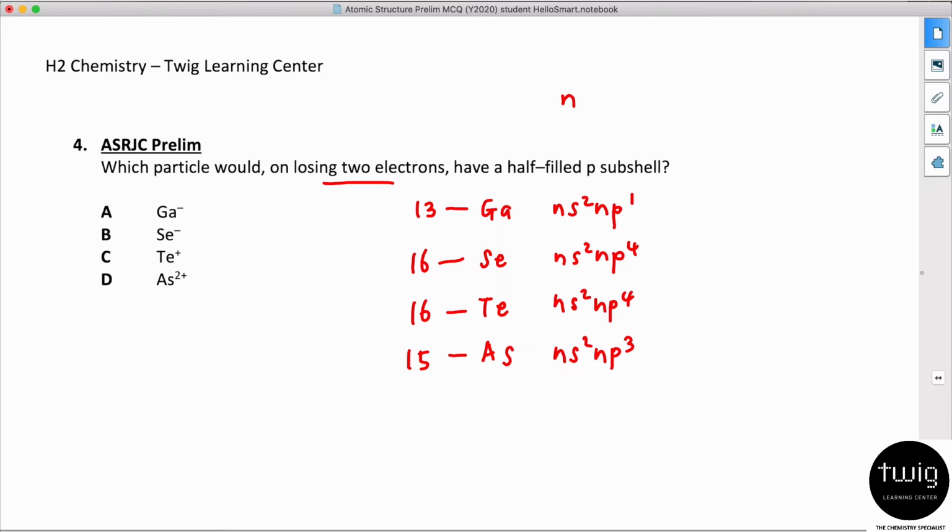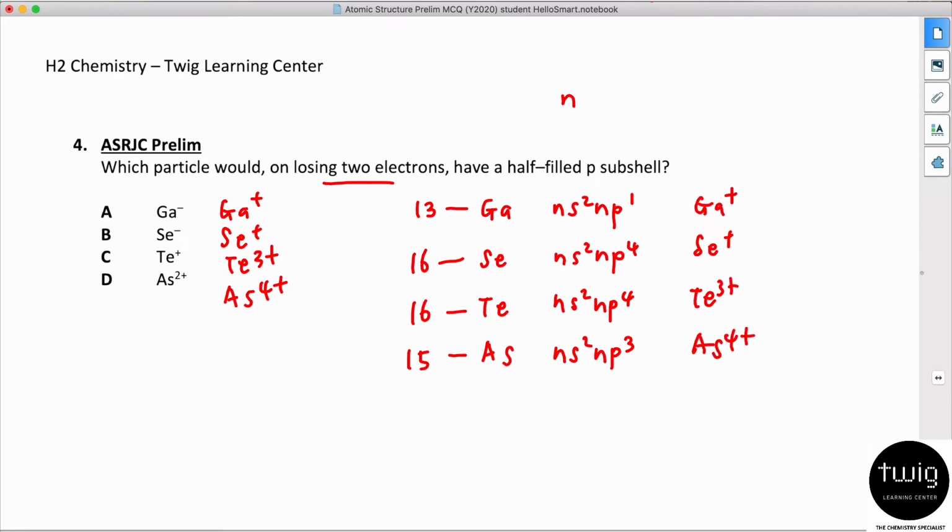So on losing 2 electrons, it becomes more positively charged. So in fact, after losing 2 electrons, this one becomes Ga plus. After losing 2 electrons, this one becomes Se plus. This one, after losing 2 electrons, becomes Te3 plus. And this one becomes 4 plus. All right, so I'm going to write the configuration for these over here. All right, so let's take a look.